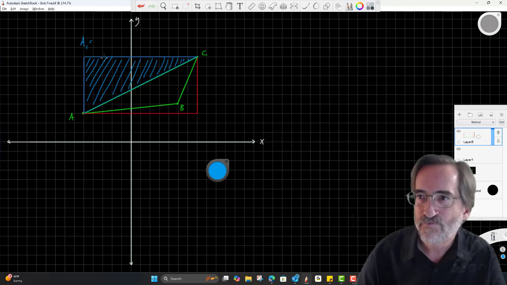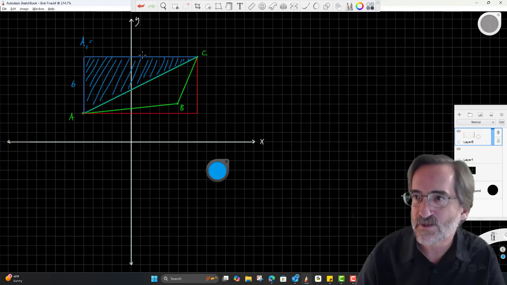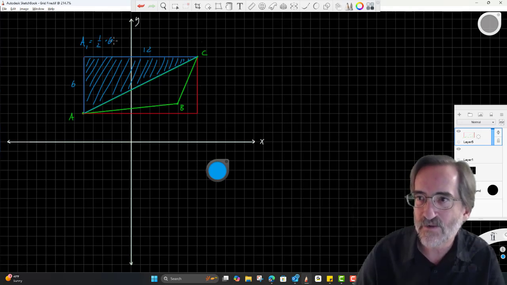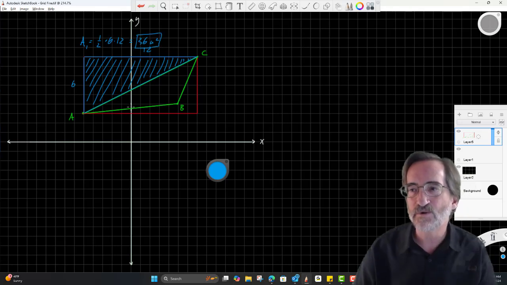Call it area 1. It has a height of 2, 4, 6, and a width of 2, 4, 6, 8, 10, 12. So the area is 1/2 of 6 times 12. Half of 6 is 3. 3 times 12 is 36 square units. Okay, so that's the area of the blue triangle.